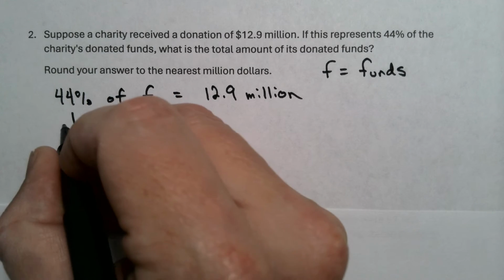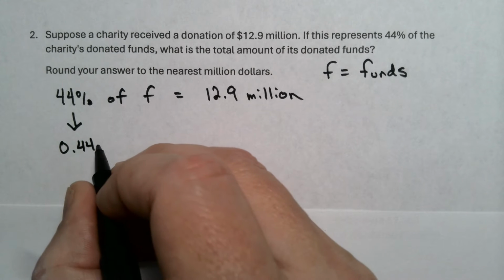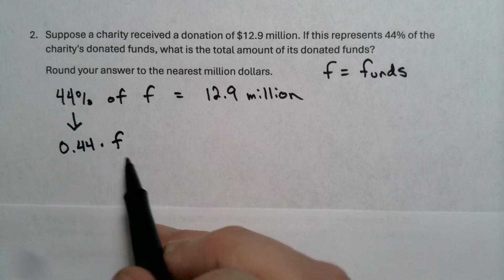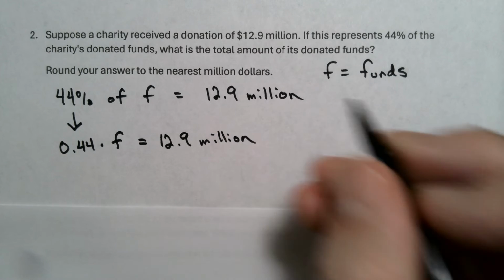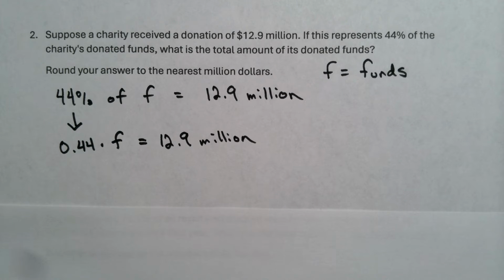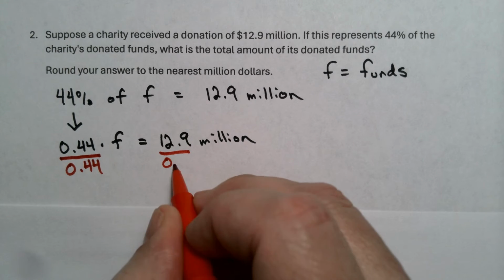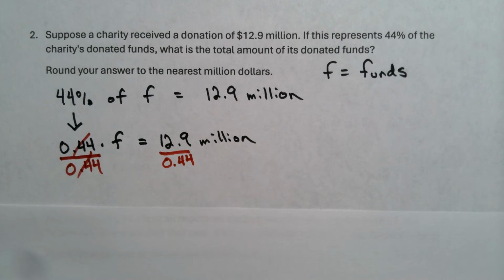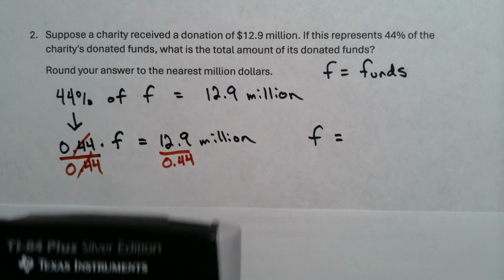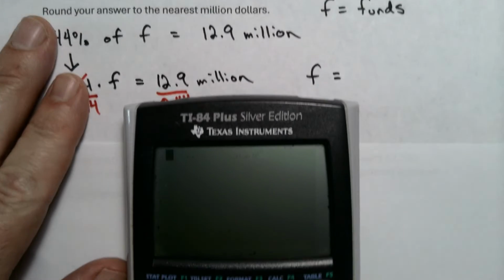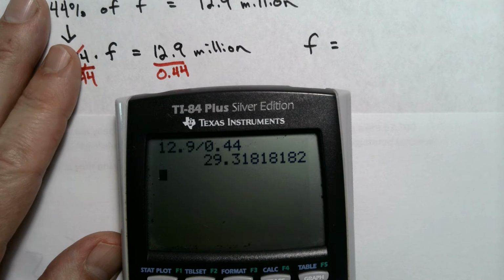Okay, so in mathematics, this would get changed. 44% would be 0.44 if you divide it by 100, and then times F, so 0.44 times F is equal to 12.9 million. Okay, so same thing we did last time. We need to get rid of this number over here that's touching the F. We'll divide it on both sides. Okay, it'll cancel out there, and it will leave us with F is equal to, okay, and what I'm going to do is divide 12.9 by 0.44. Okay, so let's do that. 12.9 divided by 0.44.